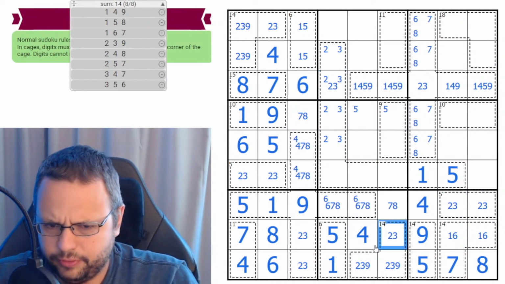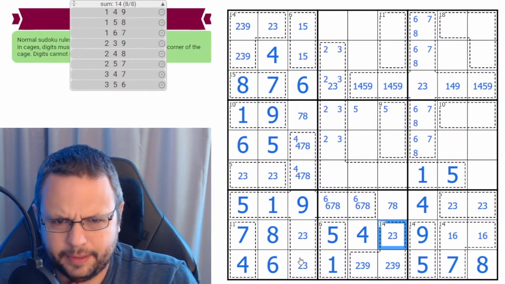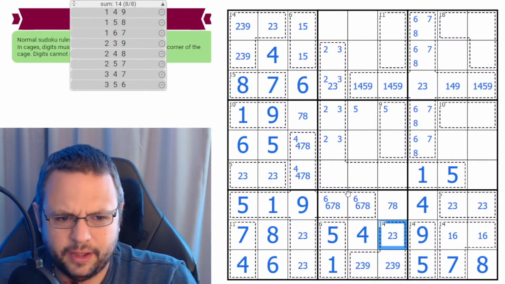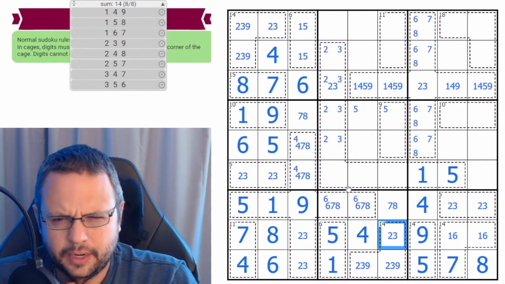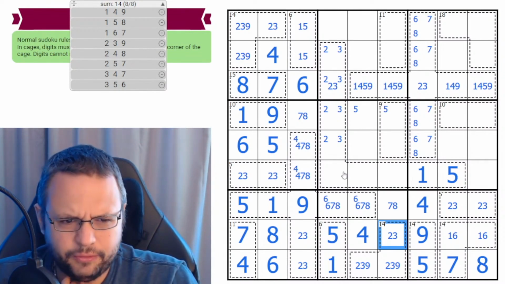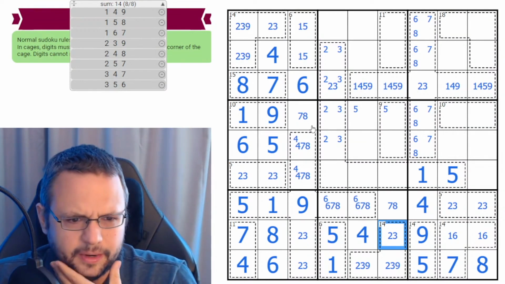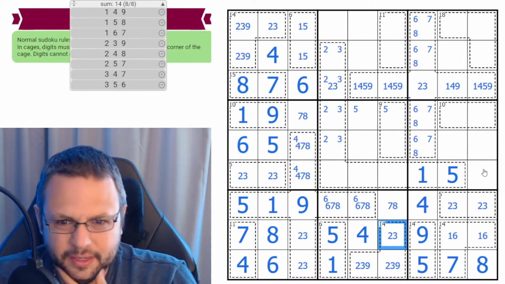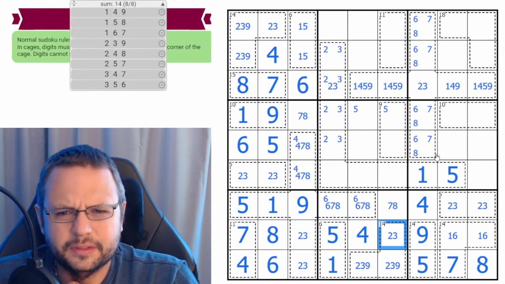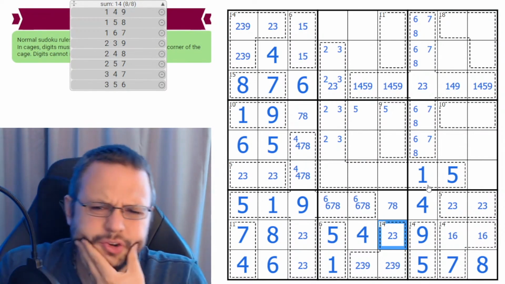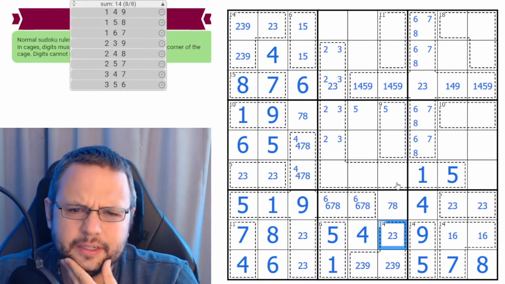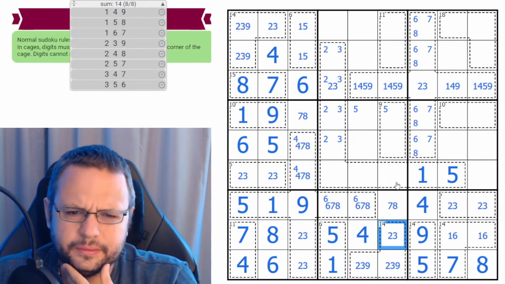I don't know if this 2-3 and that 2-3 are the same. I'm looking to see if there's any sort of fancy coloring I'm supposed to do. I am very open to doing fancy coloring, but I don't see it yet.